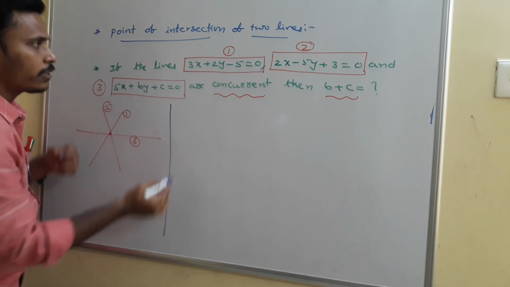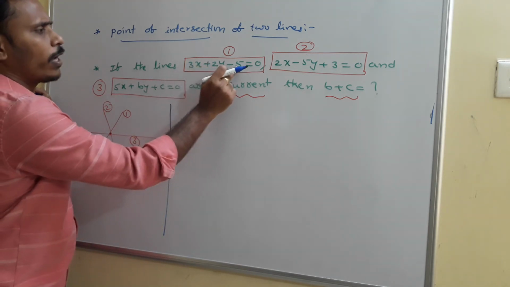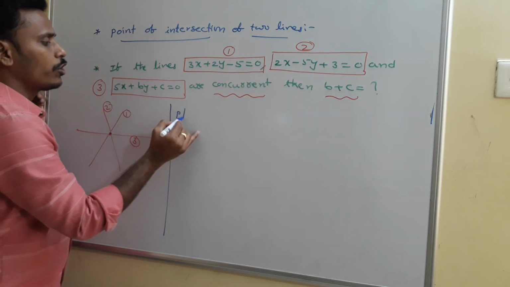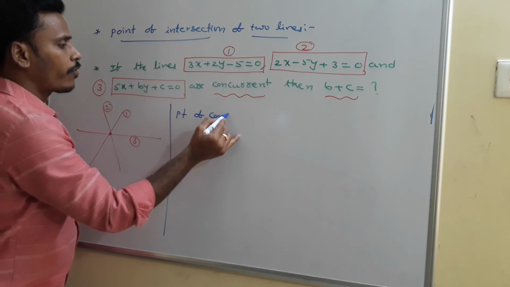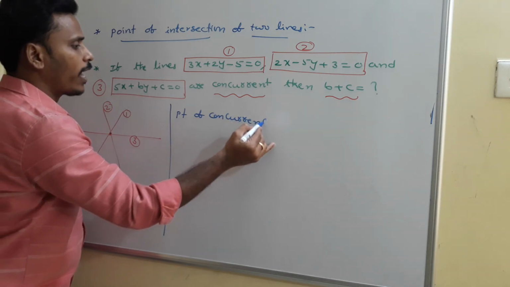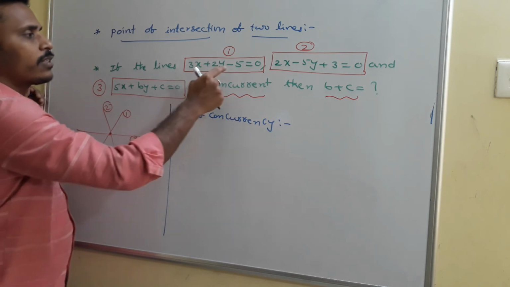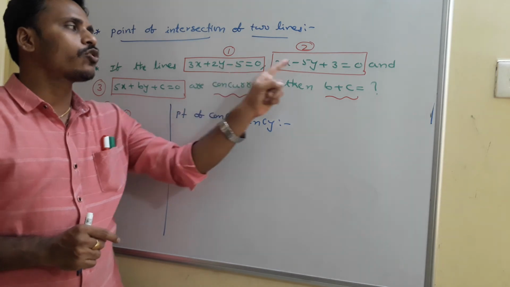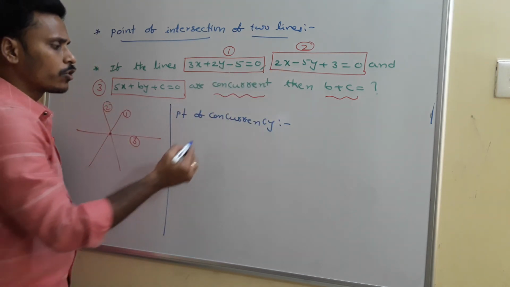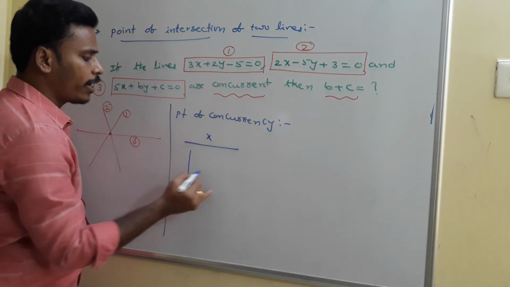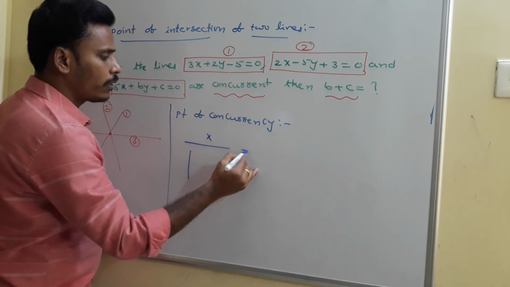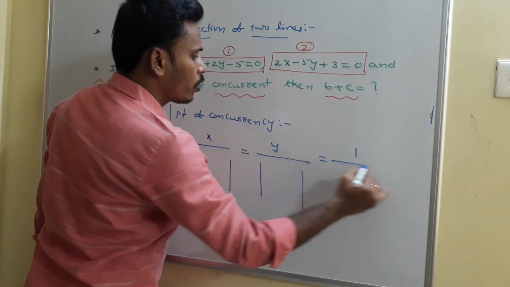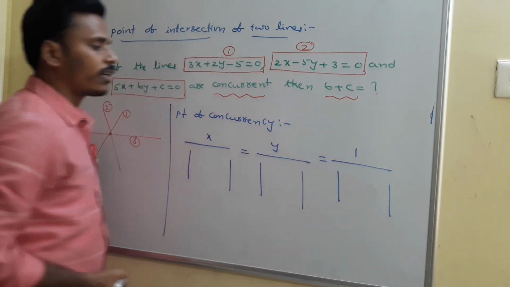So what are those two lines? Look there. 3x plus 2y minus 5 is equal to 0. 2x minus 5y plus 3 is equal to 0. Use these two to find the point of concurrency. How to calculate the point of concurrency? For 3 lines we call it the point of concurrency. Now initially we are going to solve these two. Let it be the point of intersection. So we can calculate it by x divided by the determinant is equal to y divided by the determinant is equal to 1 divided by the determinant. With this technique we need to solve.